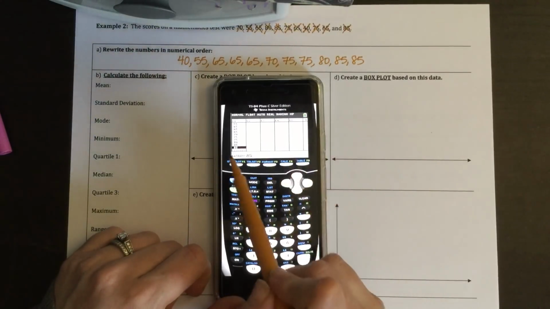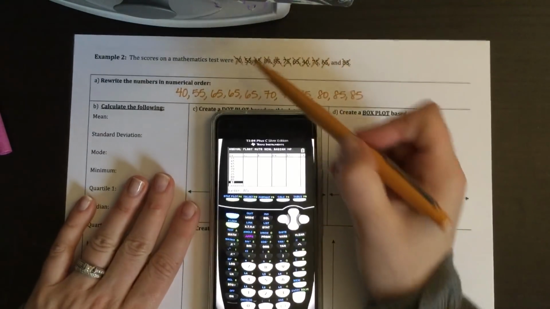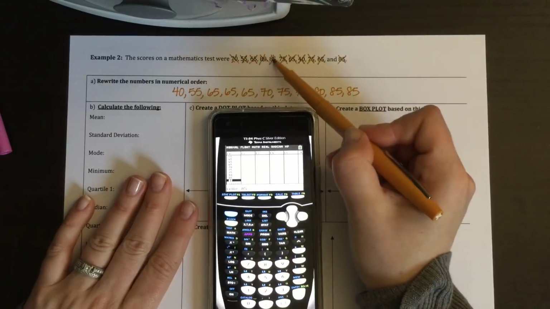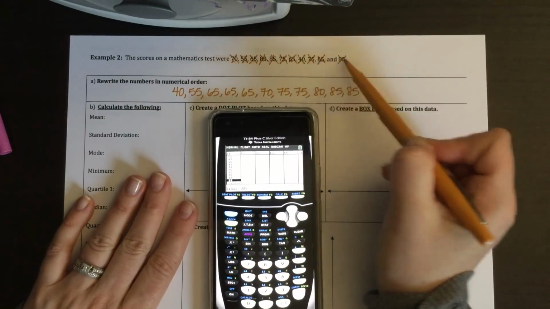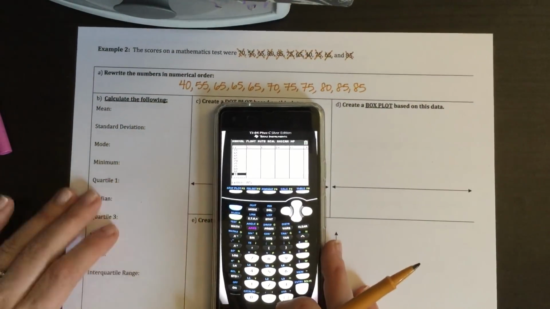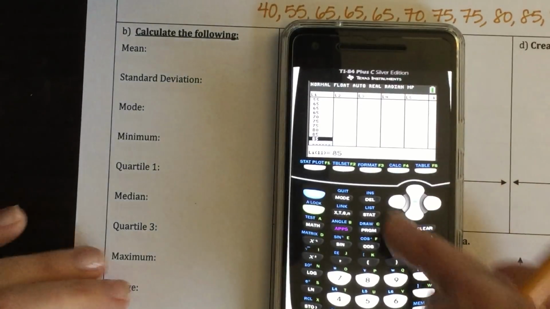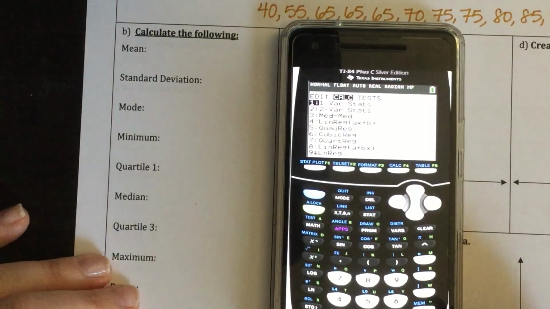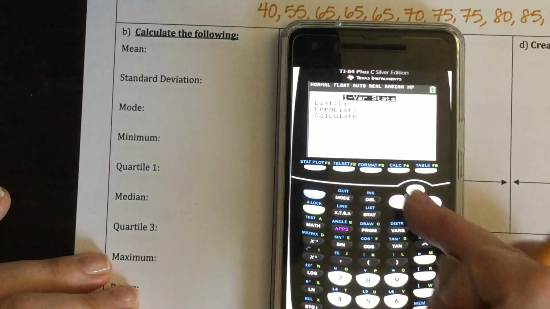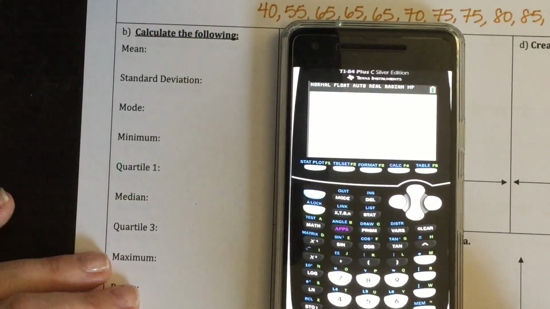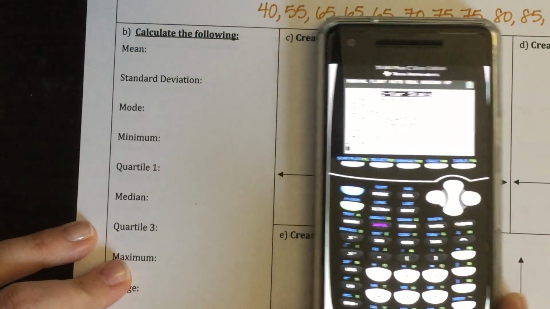Okay, and this tells me that I should have 11 numbers, so let's just double check. 1, 2, 3, 4, 5, 6, 7, 8, 9, 10, 11. All right, I got them all. Then we're going to go Stat, over to Calculate, One-Variable Statistics, go down to Calculate and press Enter. Okay.